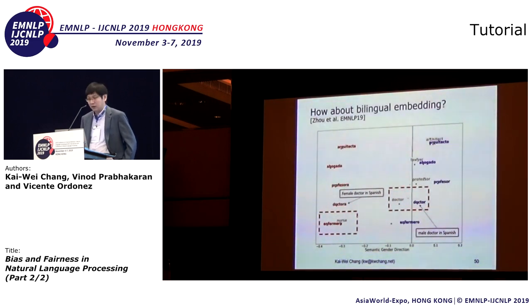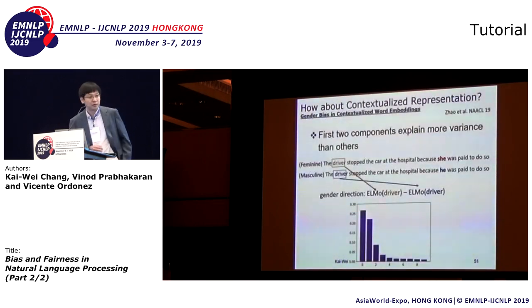Because we know nowadays people are not only trying to train a vector for each word, but also trying to capture the context in the sentence. So there is a study by Jieyu in NAACL 2019 that tries to analyze how gender is embedded in this contextualized embedding space. And this is done with ELMo. I am not sure if the result holds for BERT or not, but this basically shows you some interesting things.